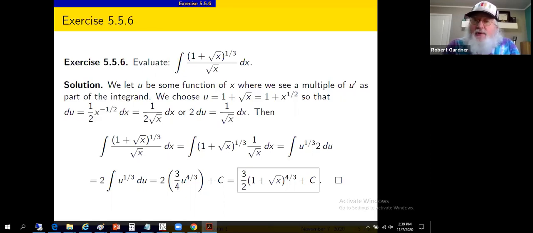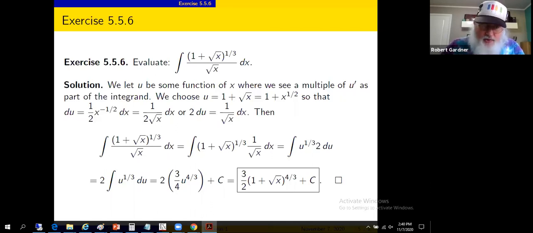but that's in terms of u. You were asked a question in terms of x, so give an answer in terms of x. That is, change the u's back into x's. There's just one u, and you know how it relates to x. It's right here. u equals 1 plus the square root of x. Make that substitution. 2 times 3/4 is 3/2. Simplify that a little bit, and there you go. There's the indefinite integral on that one.